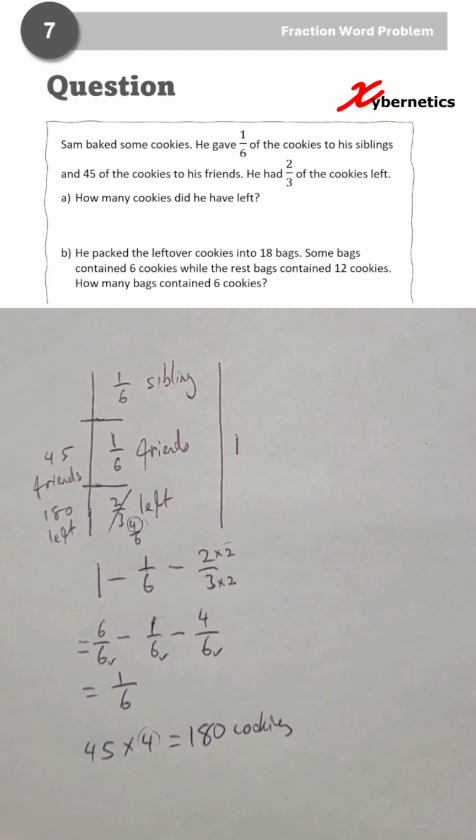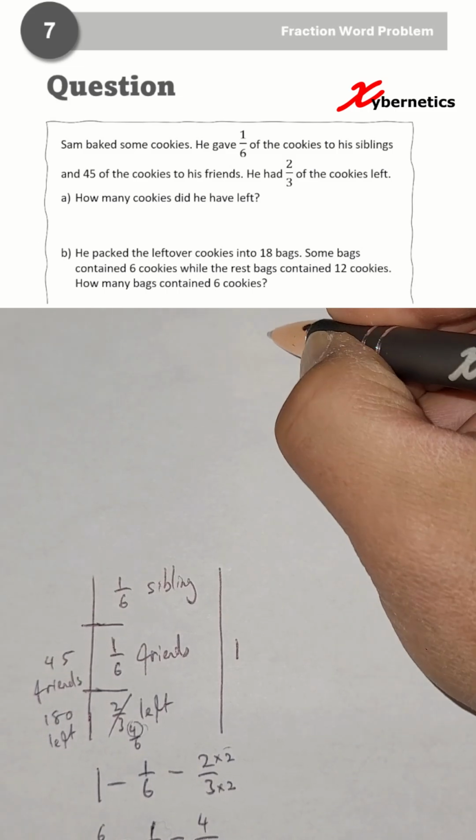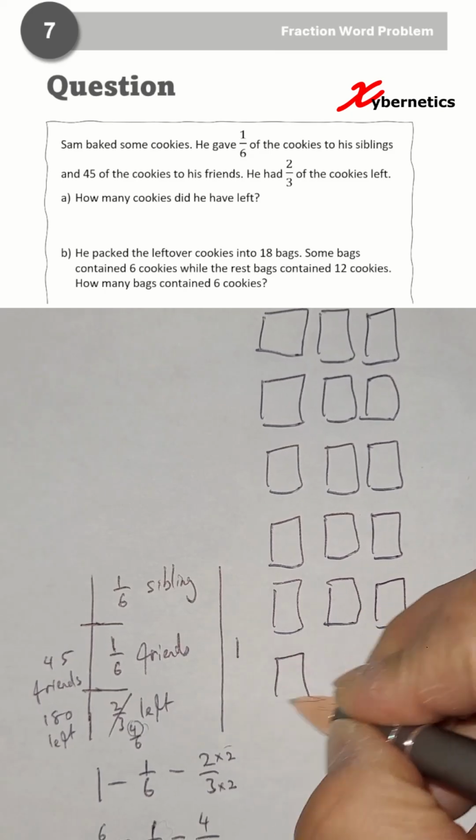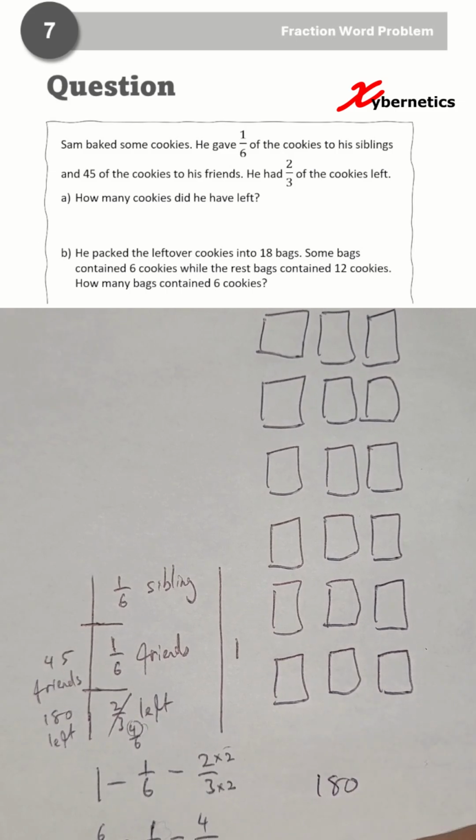Part B says that he packed the leftover cookies into 18 bags. And some bags contain 6 cookies while the rest of the bags contain 12 cookies. How many bags contain 6 cookies? In order to tackle that, we need to draw the bags here. So I'm going to go ahead and draw 18 bags right now. Now to find out how many bags contain 12 cookies, we basically take the 180, which is the amount left, divided by 12. It gives you the value of 15.